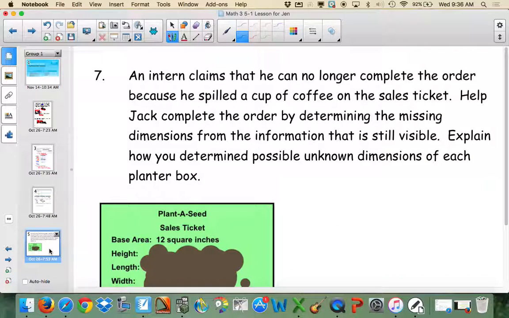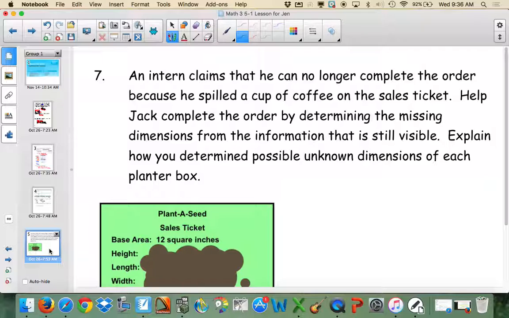All right, so we've got an intern. He claims that he can no longer complete the order because he spilled a cup of coffee on the sales ticket. All right, so to me this sounds like an intern that's going to get fired later. And he's also pretty lazy because he can complete this if he just did a little bit of math. So, guy that's not going to keep his job for very long.